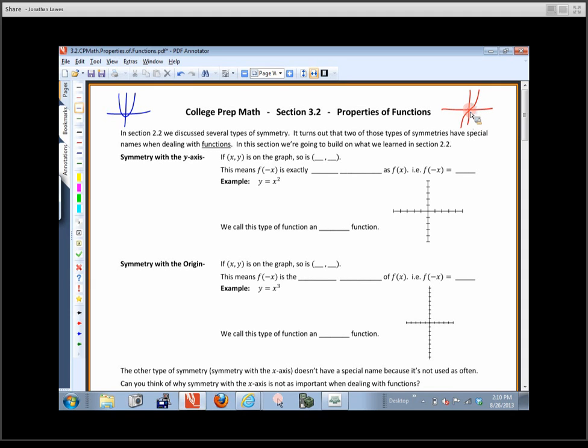So imagine if I put a point right here at the origin and I turned this 180 degrees. So I take this, slide it over here, and take this, slide it over here. If I put your pencil on the origin and turn it 180 degrees, does it look exactly the same as it did before? That's called rotational symmetry or point symmetry with the origin. So this is an example of symmetry with the y-axis, and this is an example of symmetry with the origin. And it turns out there are some interesting names for these.